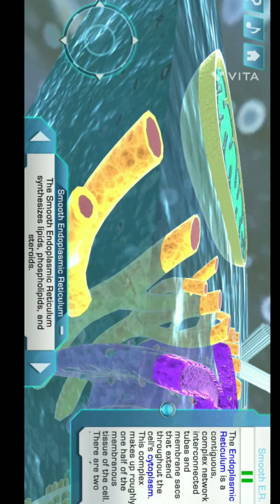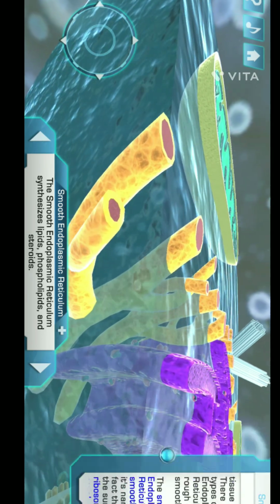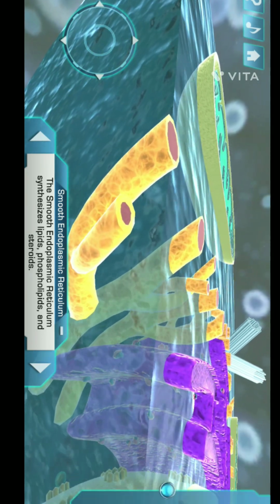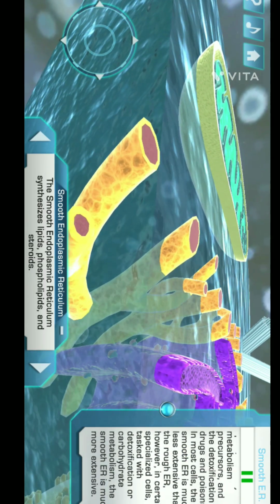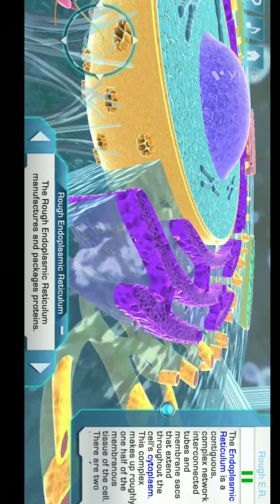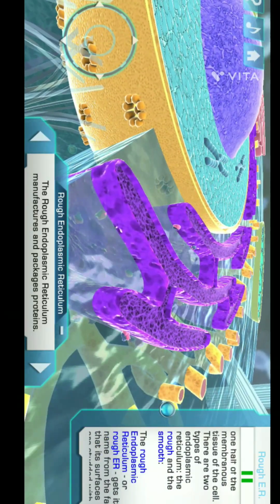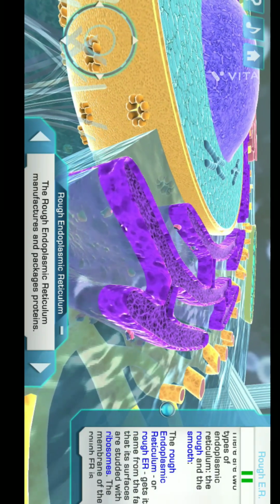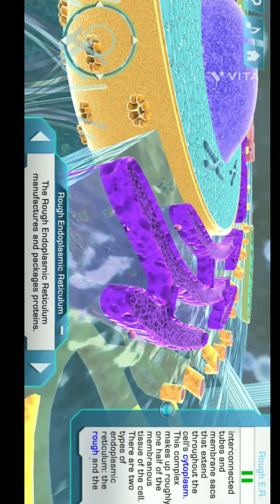The endoplasmic reticulum is a contiguous complex network of interconnected tubes and membrane sacs that extend through the cell's cytoplasm. This complex makes up roughly 1/2 of the membranous tissue of the cell.